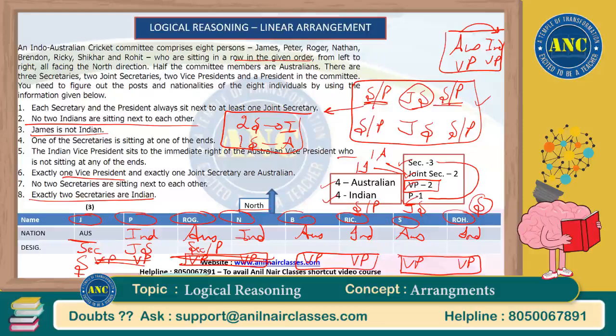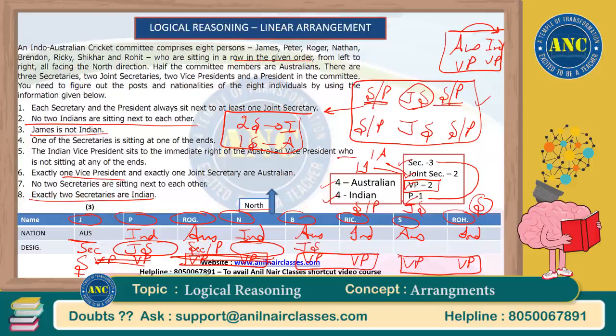so let's take the case in which this guy is a secretary or a president, so the joint secretary should be here. Joint secretary can be here, I should say. But if I don't make the joint secretary sit here, because in that case, both the joint secretaries would become Indian. If joint secretary is seated here, then he is also Indian and he is also Indian. That should not be the case, right? So that's why I didn't take joint secretary here. So let's take joint secretary here.